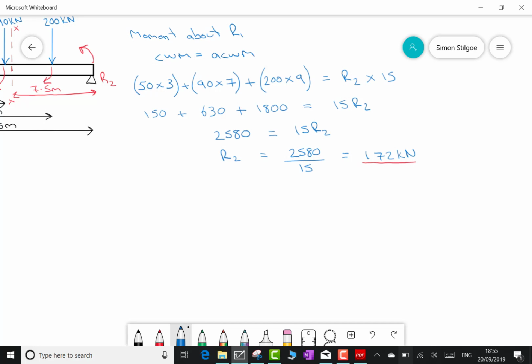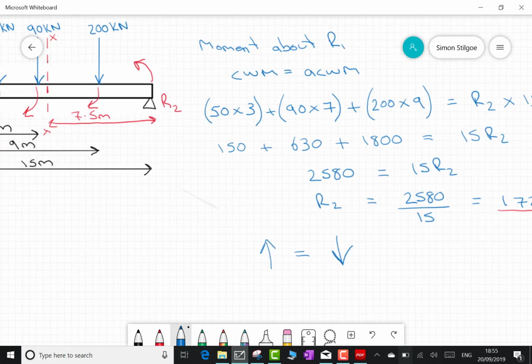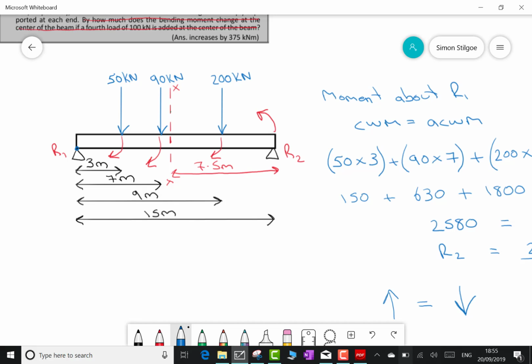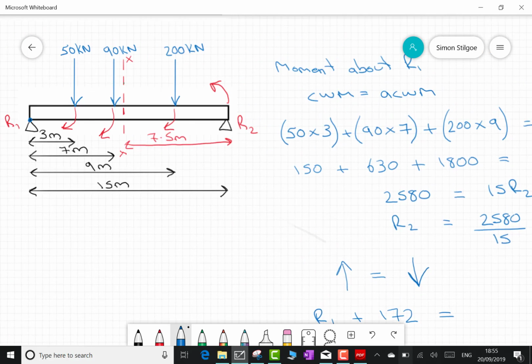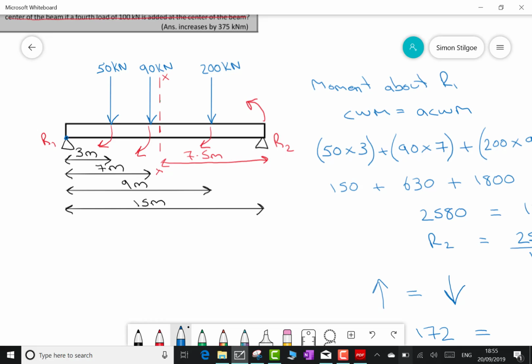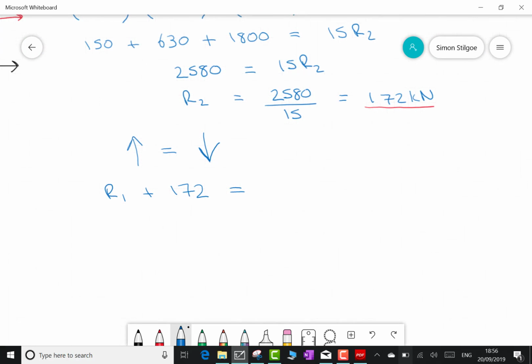So once again, I'm going to use my second statement of upwards forces equal downwards forces. And my upwards forces, going back to my diagram, are my R1 and my R2. Well, R1, I don't know what that is. So we leave that as it is. And we add this to the one we just found for R2 of 172 kilonewtons. Looking back at my diagram, I now want the downwards forces. Well, there are three of them. There is the 50, the 90, and the 200 kilonewtons. So let's add all of those up. 50, 90, and 200.